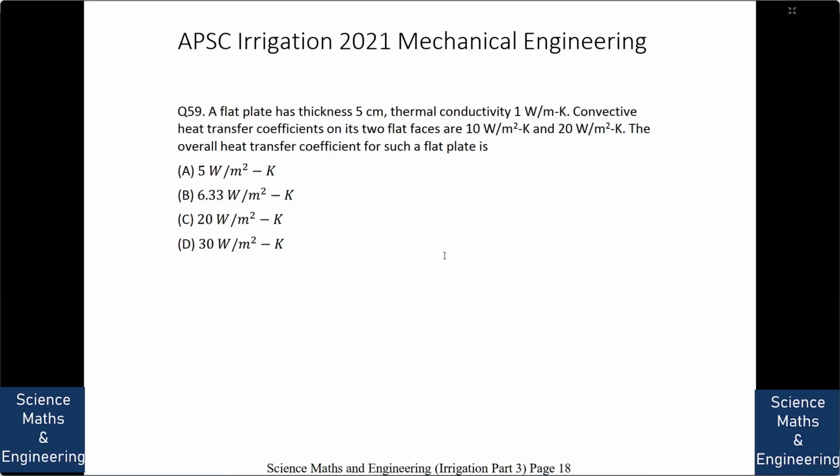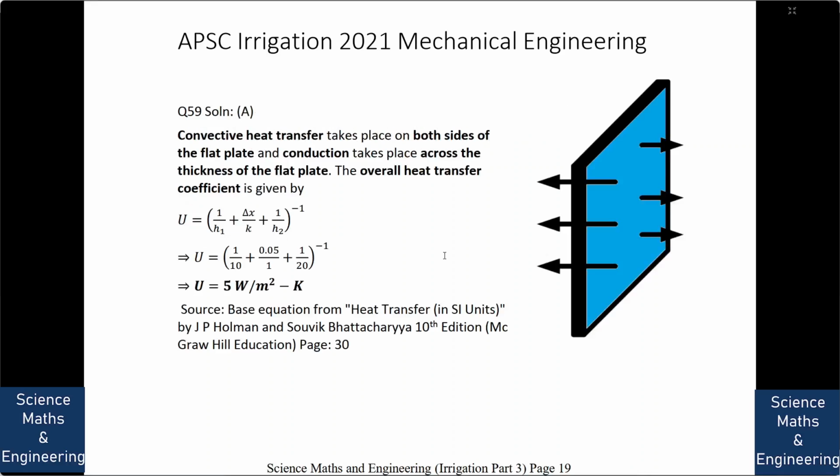A flat plate has thickness 5 cm, thermal conductivity 1 watt per meter Kelvin. Convective heat transfer coefficients on its flat faces are 10 watt per meter square Kelvin and 20 watt per meter square Kelvin. The overall heat transfer coefficient for such a flat plate is A: 5 watt per meter square Kelvin, B: 6.33 watt per meter square Kelvin, C: 20 watt per meter square Kelvin, or D: 30 watt per meter square Kelvin. So you can pause and calculate the answer.